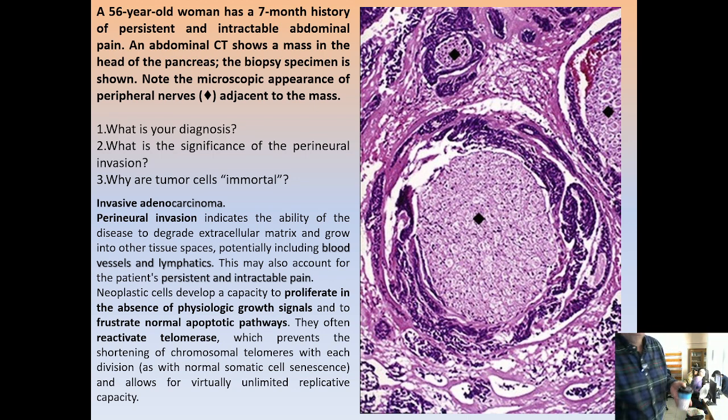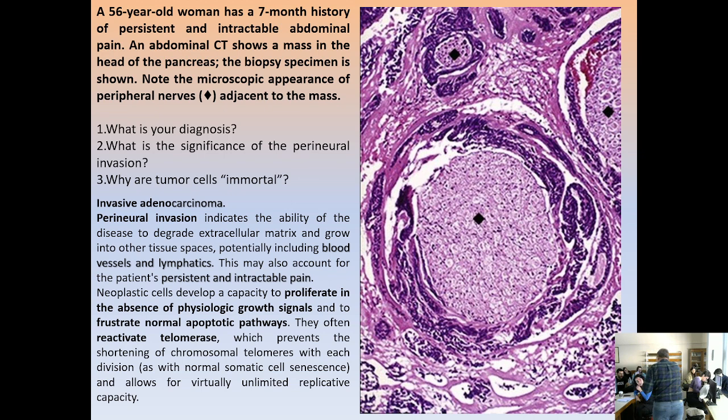And what else do we learn from this image? Why are tumor cells immortal and they keep on growing? Because they have a capacity to proliferate in the absence of physiologic growth signals. If cells proliferate but are dependent on physiologic growth signals, what is this lesion called? Cells proliferate, but they are under control of physiologic growth signals, meaning that when the signals are no longer present, the cells do not keep on proliferating. How is this called?